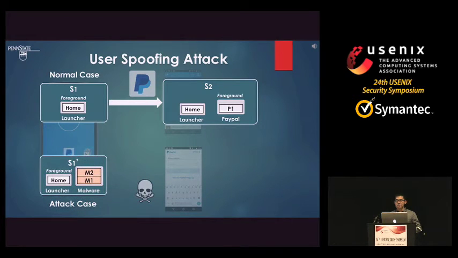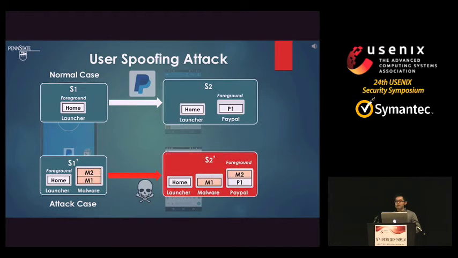However, in the attack case, where there is a malicious application running, there is a malware task running in the background with two activities, M1 and M2. Note that this task can be created in advance, even without user interaction. So the attack happens when this PayPal task is created, and if we take a closer look at this PayPal task in S2 prime, we find the interesting fact that M2, the malicious activity, has migrated from the malware task to the PayPal task.